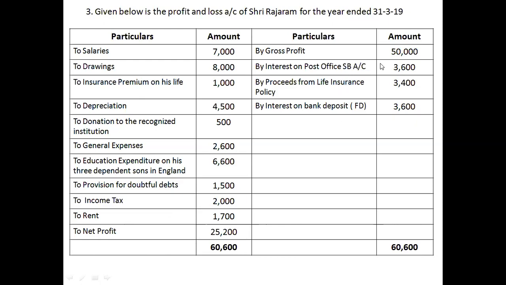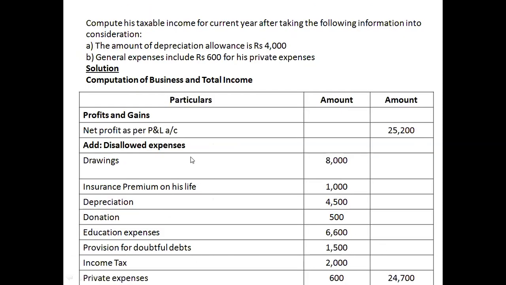Credit side: gross profit 50,000 rupees, interest on post office SB account 3,600, proceeds from life insurance policy 3,400, interest on bank deposits FD 3,600. So the total comes to 60,600. Additional information has been given here. Compute his taxable income for the current year after taking the following information into consideration. The amount of depreciation allowance is 4,000. General expenses include rupees 600 for his private expenses.